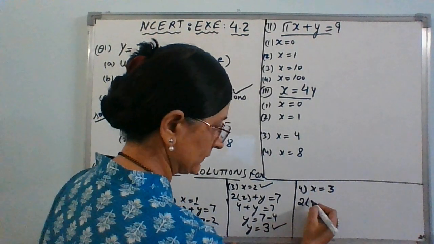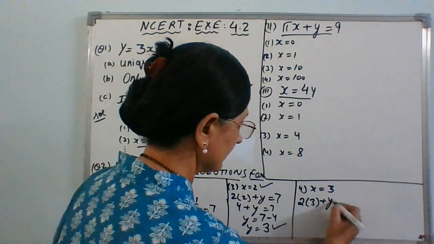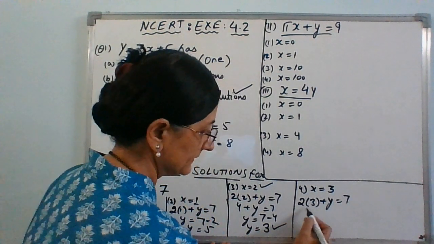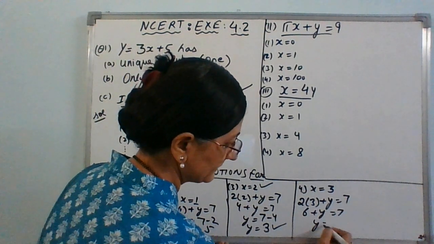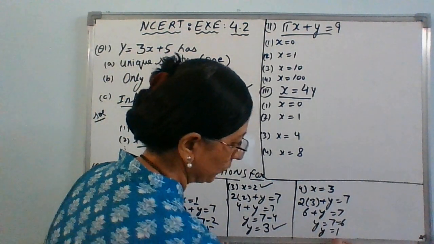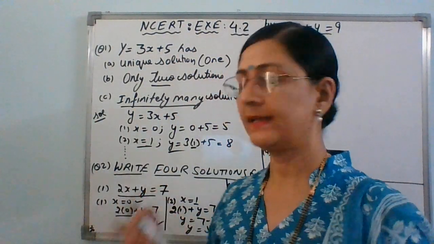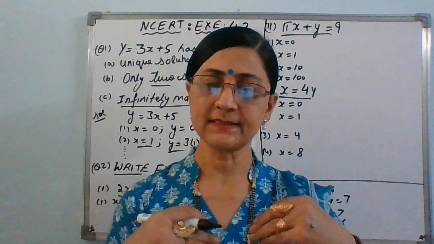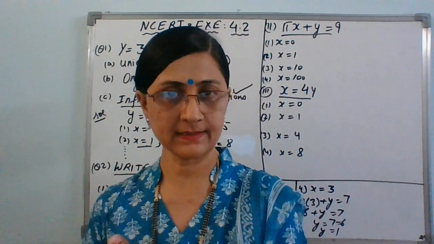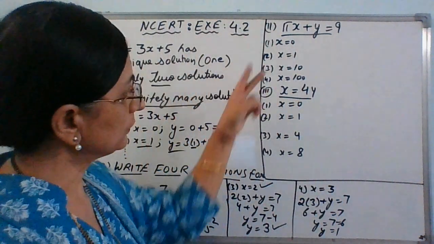So 2 into x was here. You are supposed to substitute the value there, 2x plus y is equal to 7. So you have to multiply these, 2 3s are 6, plus y is equal to 7. So y comes out to be 7 minus 6, that is 1. So these are the 4 solutions of the equation 2x plus y equals 7. There can be infinitely many solutions because I can substitute infinite values of x and get infinite solutions for y.